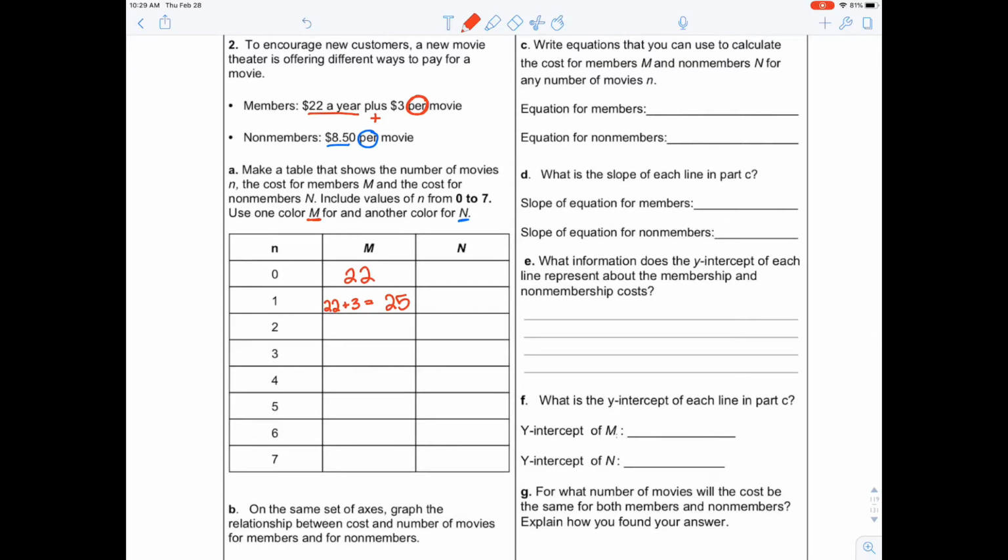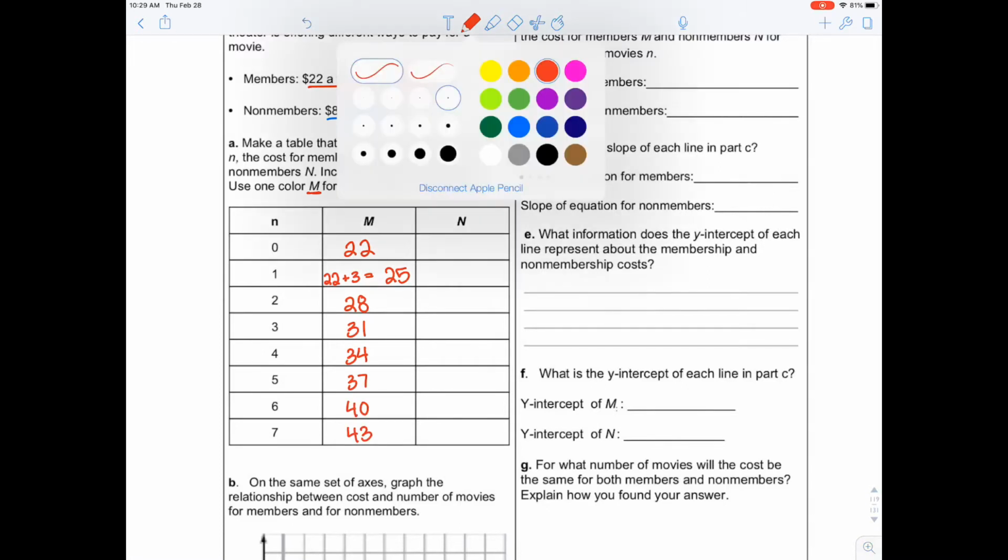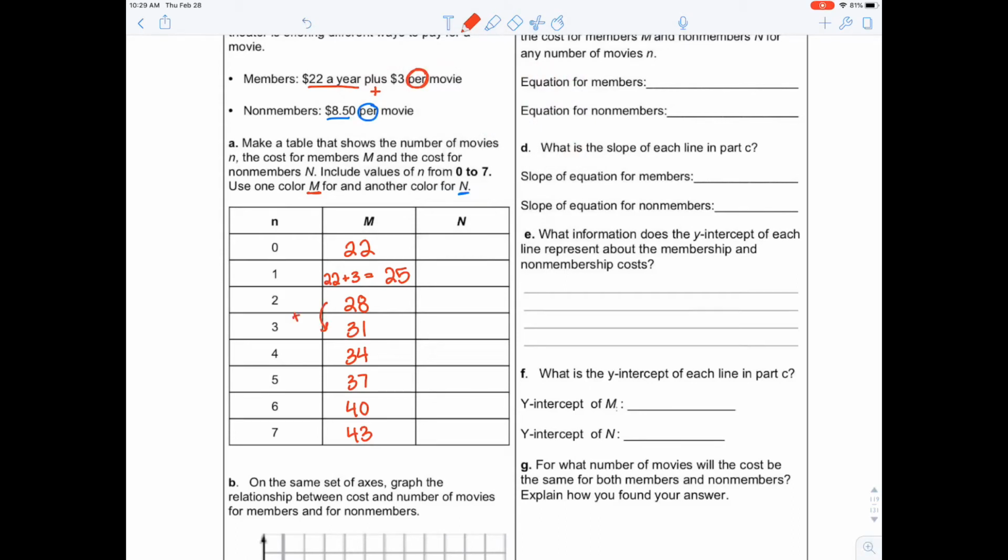Okay, so I think you guys are starting to see a pattern here, hopefully. So for 2 movies, I'm just going to take my previous value and add 3 to that. So now I'm at $28. 3 movies, I add another $3, and that's going to be $31. And so on and so forth. So there's 34, there's 37, there is 40, and there is 43. So each time it looks like we are adding 3, adding 3, adding 3, okay?